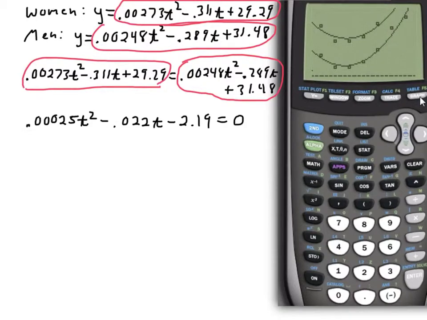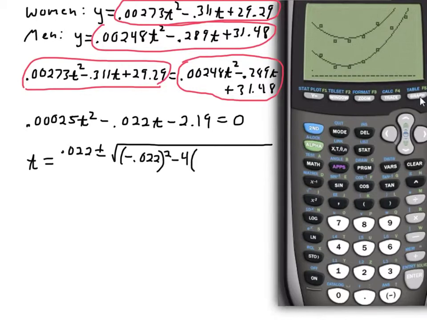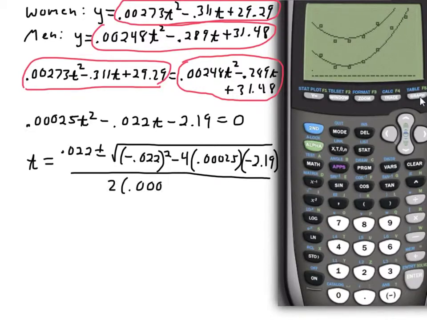When I collected all the terms to the left side of the equation, this is the result that I have, and this is now in standard form. So I can use the quadratic formula to solve for t. So t would be negative b, which is actually positive 0.022, plus or minus the square root of b squared, so negative 0.022 as a quantity squared, minus 4 times a, which is 0.00025, times c, which is negative 2.19, and the whole thing is divided by 2 times a, so 2 times 0.00025.